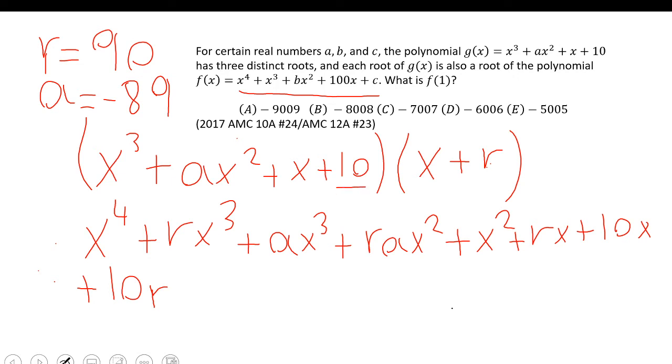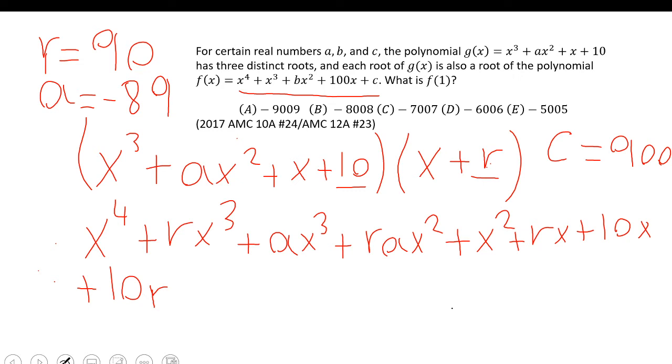So when I have 10 and I have R, 10R equals C, right? Because C is a constant term. And the only way I can get a constant term is by multiplying these two constants, right? R times 10 is a constant, it's 90. So 90 times 10 is 900. And so we know that C equals 900. We have A, we have C, we have R.